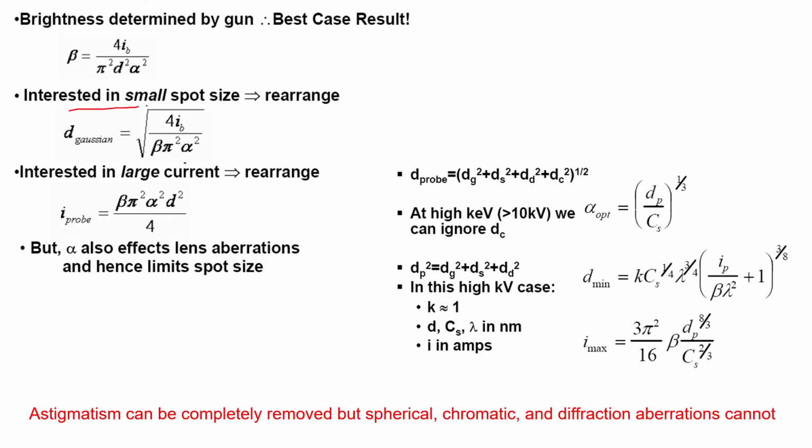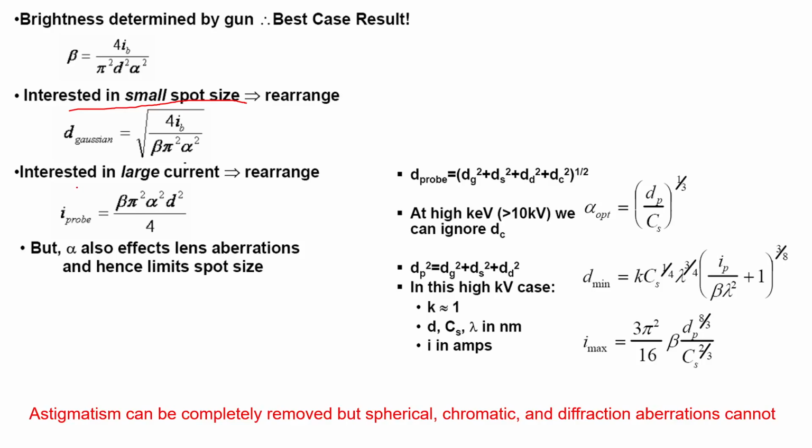So we are interested in small spot size. To know about the small spot size, which will be given by the diameter, we will rearrange this. Then we can get this pi square and alpha square will go above, and this 4IB will go down, and then this will be 1 by d, and then we will just reverse it, and then we will get d, diameter of the probe, as under root of 4IB divided by beta pi square alpha square.